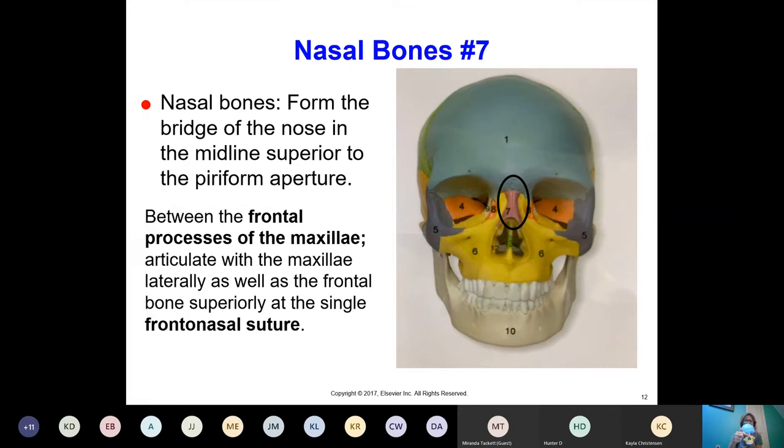And they are between the frontal processes of the maxilla. So we're going to start with knowing that on the maxilla is the yellow part, right? The whole yellow is the maxilla. So the frontal processes are going to be the part of the maxilla that meets the frontal bone. If you look at the skull closely, or the one on the PowerPoint, you can see that the maxilla comes up the sides and meets the blue frontal bone. And right in the middle are those two purple nasal bones. So they sit right between the frontal processes of the maxilla.